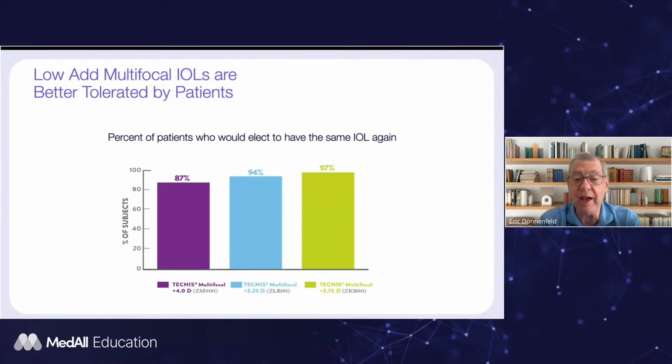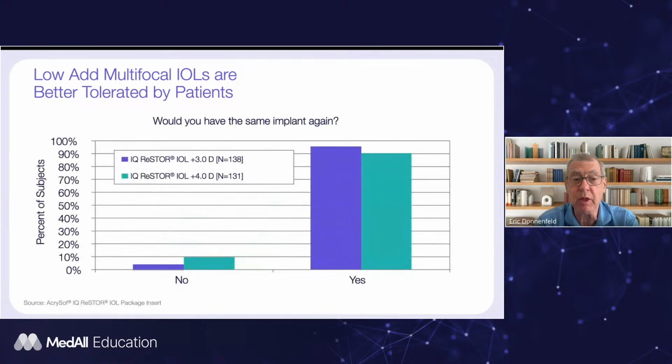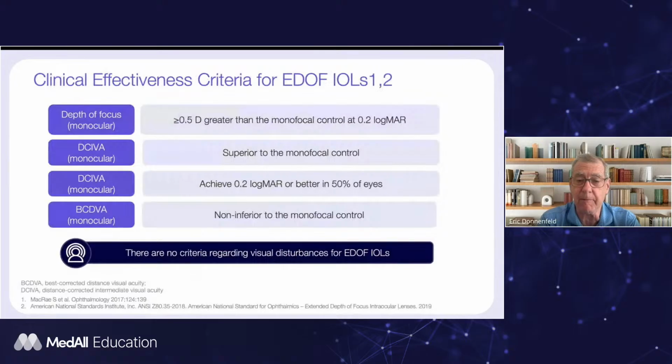And what we found was that patients who had the lower add were much more likely to have the lens again, 97% versus 87%. And when you looked at the Alcon lenses, exactly the same thing was seen with the Alcon Restore, that the 3.0 lenses patients were happier with was, again, they had less dysphotopsia.